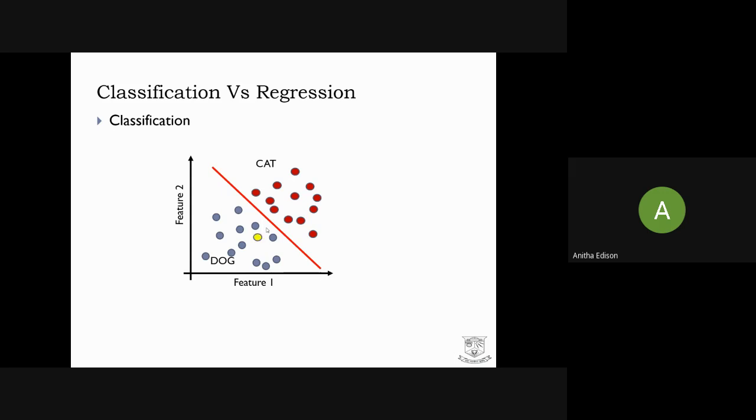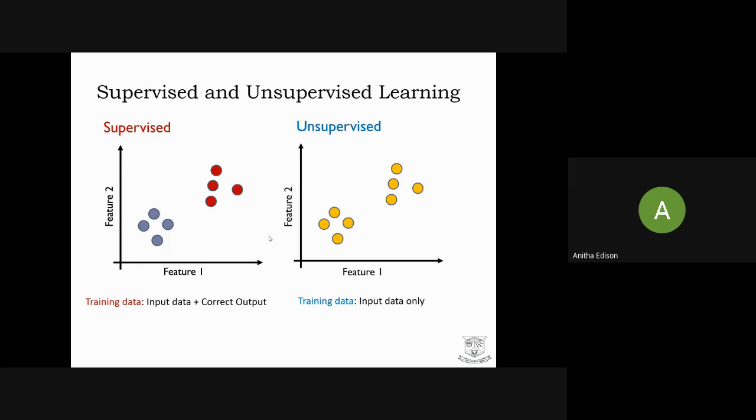And when I get a new data point like this yellow one, this yellow one is called test data. I can make the machine learning algorithm classify it as a dog or cat. So that is a classification problem. And the classification problem can be supervised or unsupervised. I have said that the data set can have a label or not have a label.